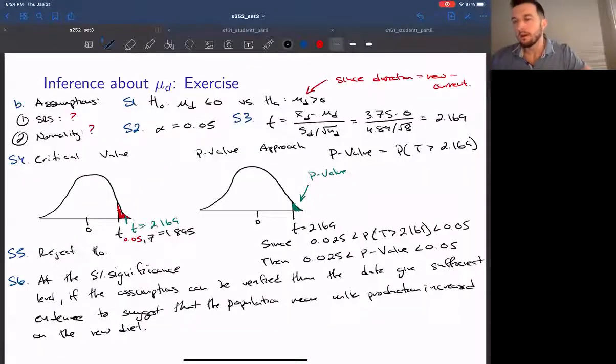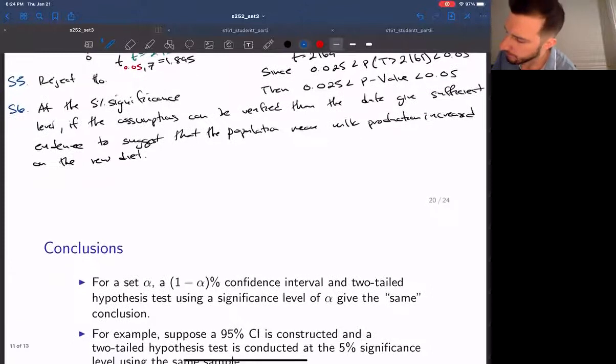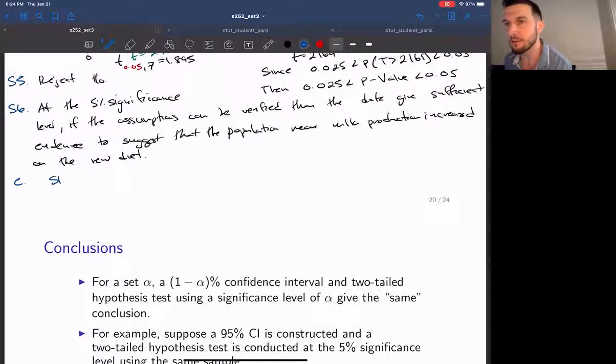So in part B, we constructed a 1 sample t-test, and the critical value for this test was 1.895. This test gave evidence that the milk production increased on the new diet. In part C, we are going to build the interval. But first we are asked, should the interval contain 0?